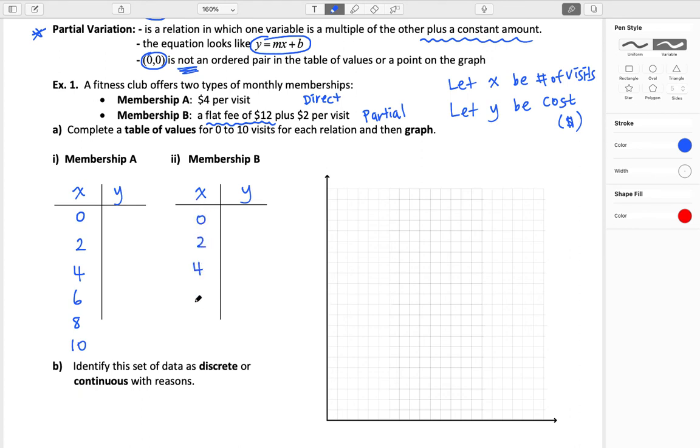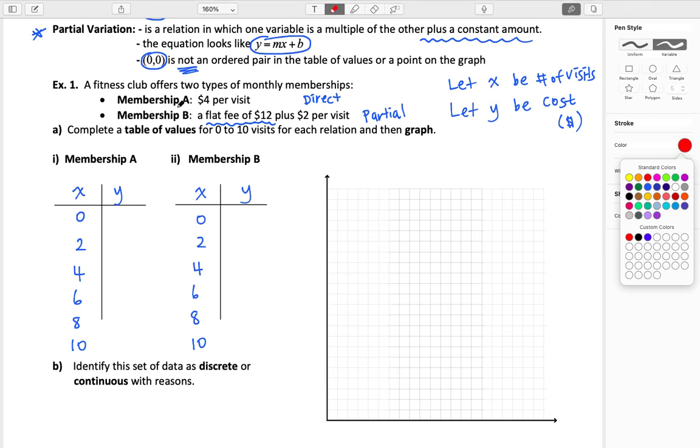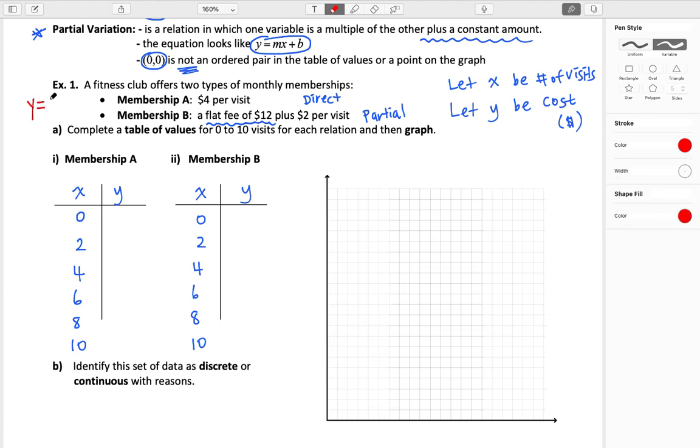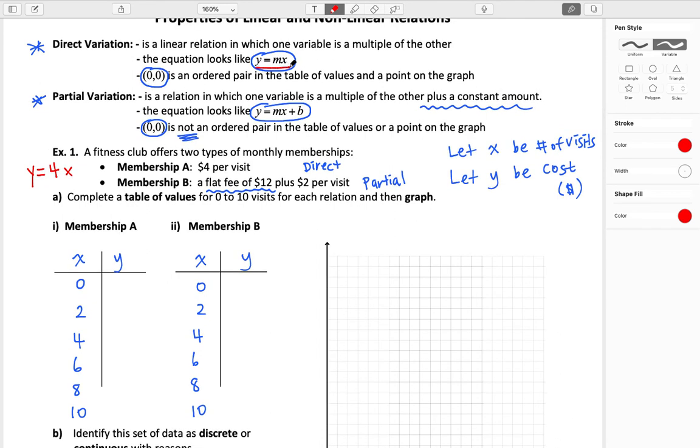Okay, so what you want to do is plug in. But first we have to come up with an equation. For membership A, it's $4 per visit, so it's going to be y is equal to 4x, right? It's following this format. And for partial variation, there is an initial cost, which is b. So for membership B, it's going to be y is equal to $2 per visit plus a flat fee of $12.